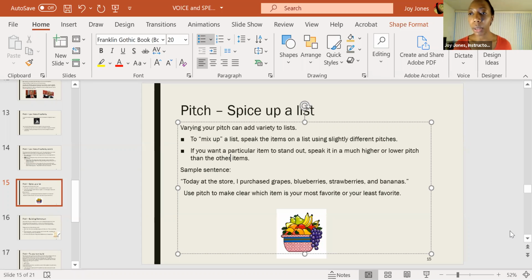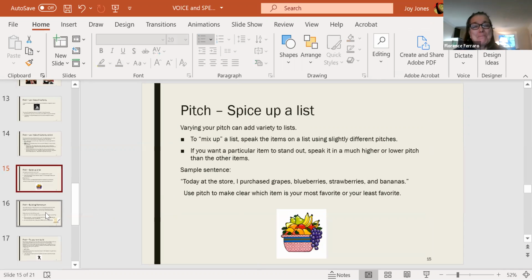Anyone else want to give a go and give us the same sentence but indicate a different favorite fruit? Florence, I'm seeing you coming off of mute. Today at the store, I purchased grapes, blueberries, strawberries, and bananas. Thank you. Yes. So then we got both inflection and rate of speech again.